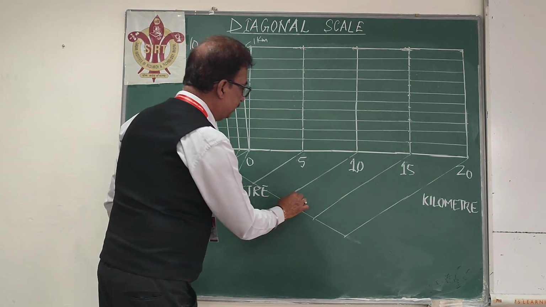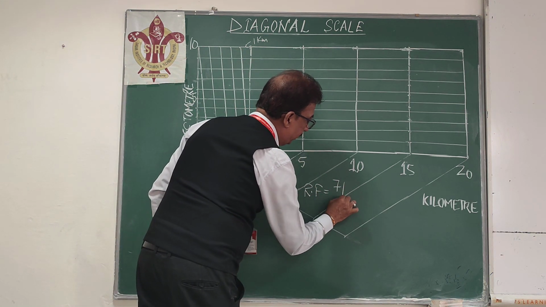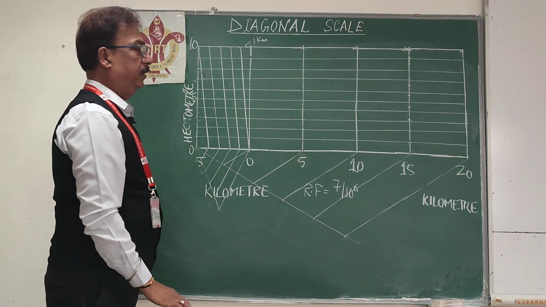Earlier also you have drawn this scale. In the center write the RF, that is 7 upon 10 to the power 6. So almost the scale will be complete.